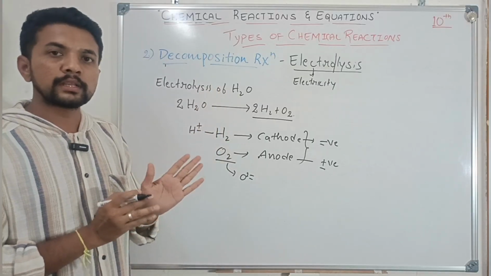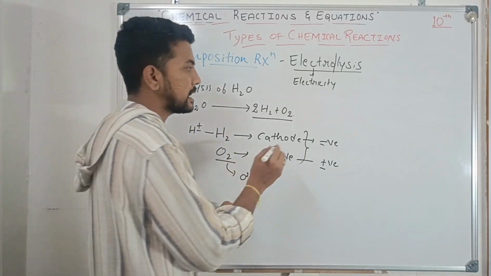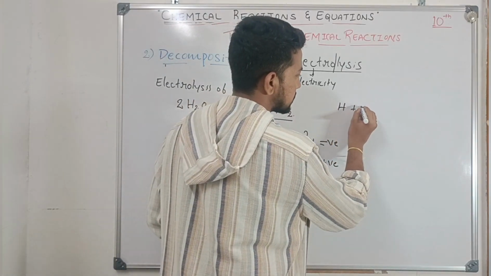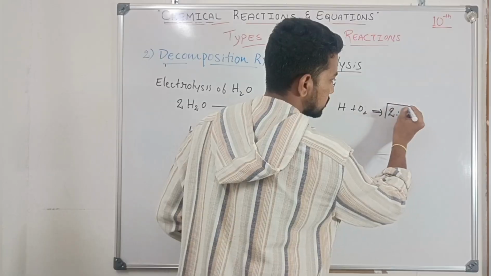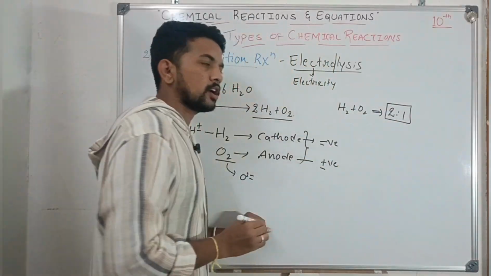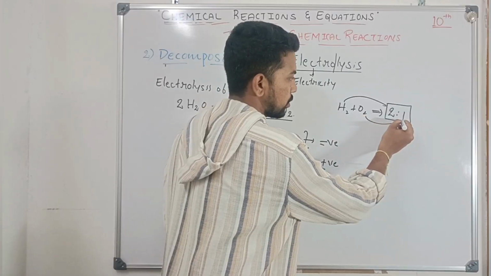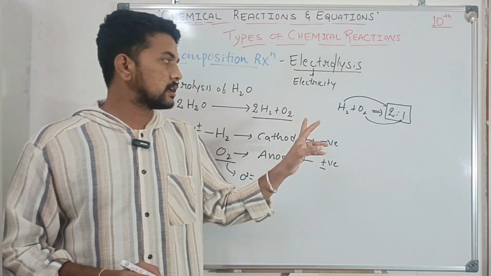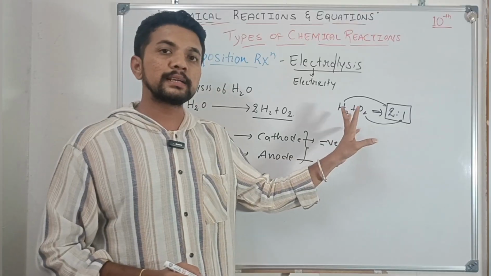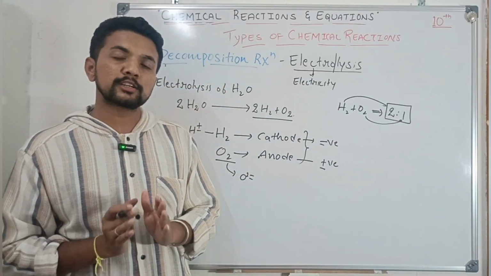So when the water molecules undergo electrolysis of water, there is a formation of hydrogen and oxygen in the ratio of 2:1. So when there is electrolysis of water, the hydrogen and oxygen will be released in the ratio of 2:1. So this is about the electrolysis of water.